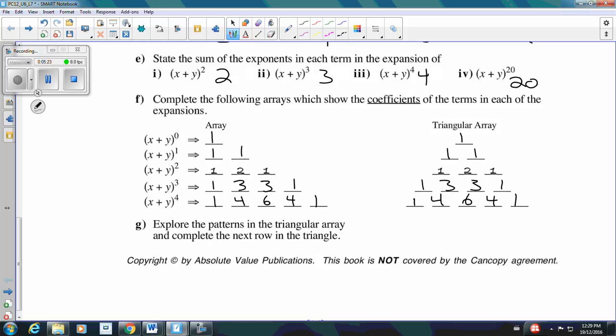Explore the patterns in the triangle array and complete the next row. If you look at this, first of all, we see that everything on the outside has a 1. So my next row is going to have 6 numbers.